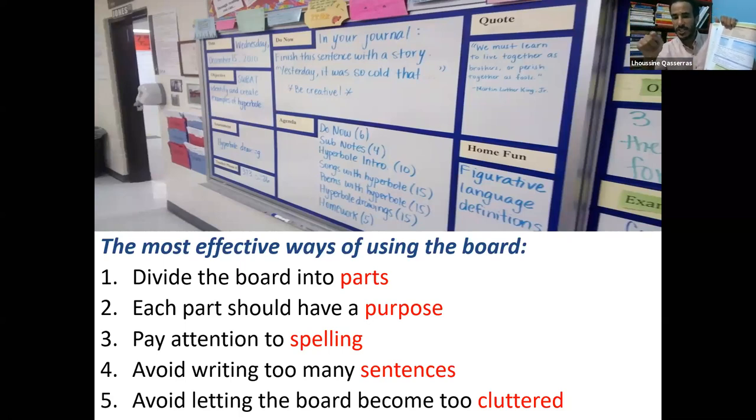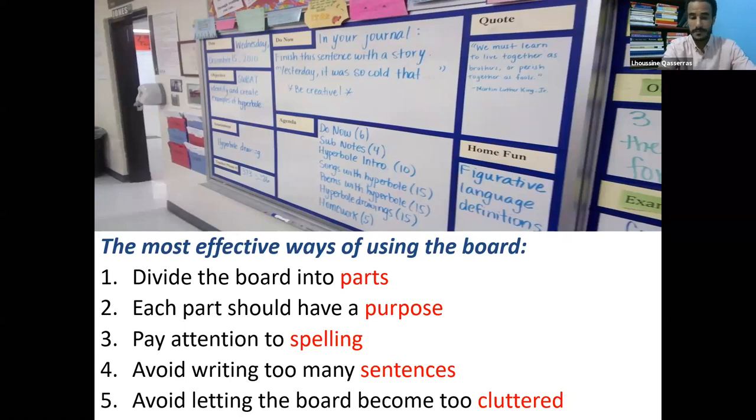Your job as a teacher, whenever you invite students to go to the board to write answers, keep an eye. Watch what they are writing. And you correct. Because if they write things wrongly, other students will copy these things. And then they will learn wrong things.